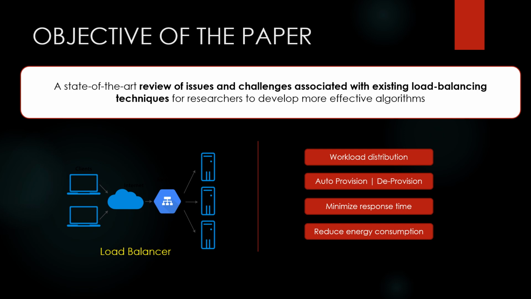So the objective of this paper is to provide a state-of-the-art review of challenges associated with the existing load balancing techniques. And this will serve as a base for the researchers to develop more effective algorithms. So we all know what a load balancer does, right? Its main objective is to distribute workload equally among available resources. And some of the features of the load balancers are listed as you see towards the right. It does workload distribution. It does auto provisioning and deprovisioning of resources. It tries to minimize the response time for the tasks that are getting executed. And finally, it does reduce the energy consumption.